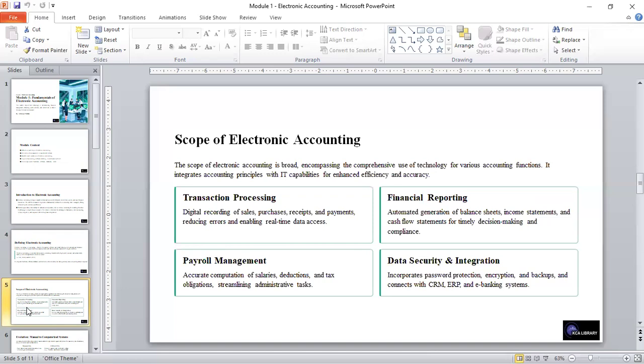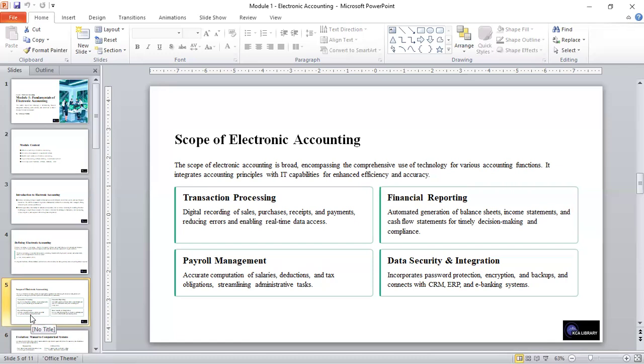Another is the financial reporting, which is the scope of electronic accounting, and this deals with the automated generation of the balance sheet or the statement of financial position, income statement, and then the cash flow statement for timely decision making and compliance. And we also have the payroll management as a scope, and this deals with the accurate computation of salary, deductions, and tax obligations, streamlining administrative tasks.